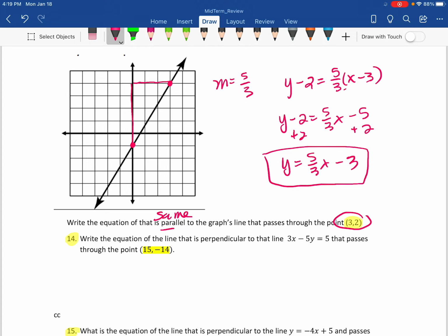So let's look. 1, 2, 3, and then 1, 2. So that means that's there. We have a y-intercept of -3. 1, 2, 3. That's down here. So our line is going to look just like that. It's going to go through there.